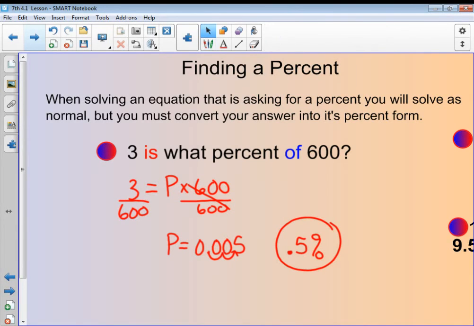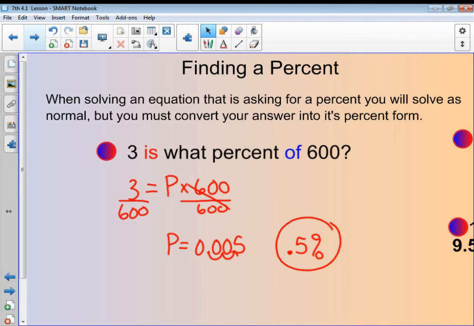Okay, so this one was kind of tricky because it was a pretty small number. So when you went through and you solved it and you got 0.005, remember, you still only moved two places. So it doesn't become 5%, but it becomes 0.5%. Okay, so that's working with percentage.